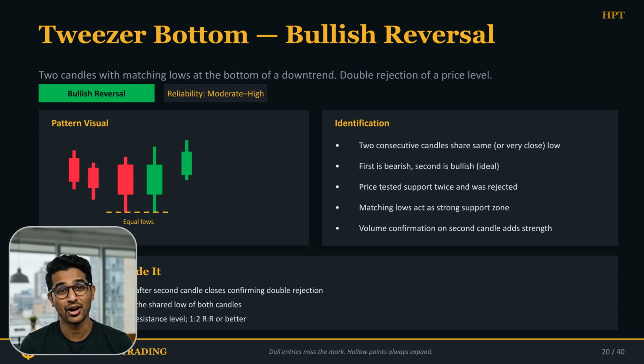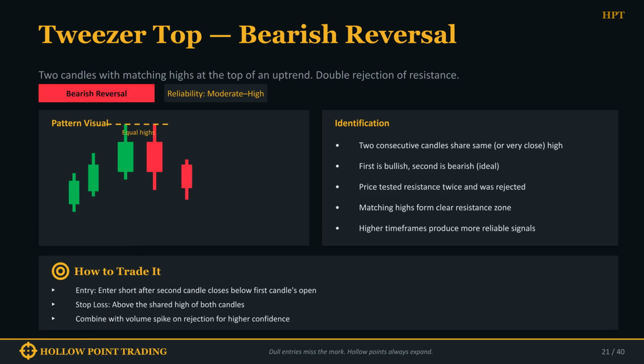The ideal pattern is a bearish candle followed by a bullish one, reinforcing a support zone. The tweezer top is a bearish reversal showing two candles with matching highs at the top of an uptrend. This pattern signals a double rejection of resistance, and higher time frames generally produce more reliable signals.